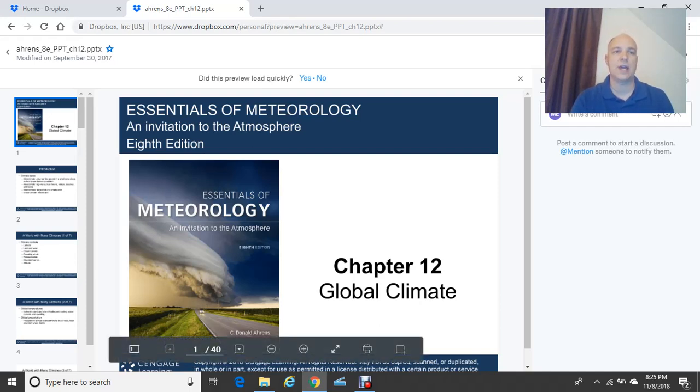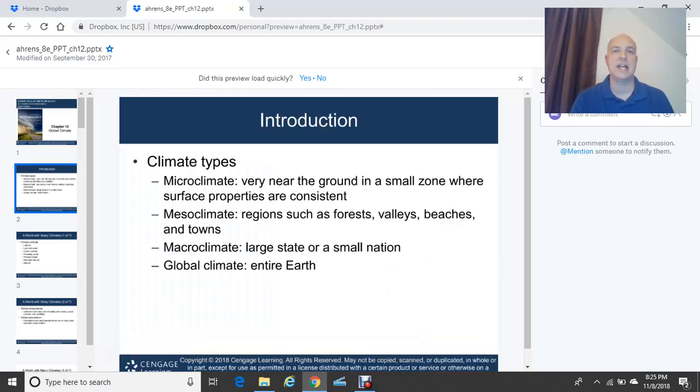All right, so let's go ahead and get right into tonight's lesson by starting with the introduction. Different climate types. That's how we're going to start things off tonight. We're going to talk about microclimate. What is microclimate? It covers very near the ground, in a smaller zone. Anytime I say micro, think smaller, where surface properties are consistent.